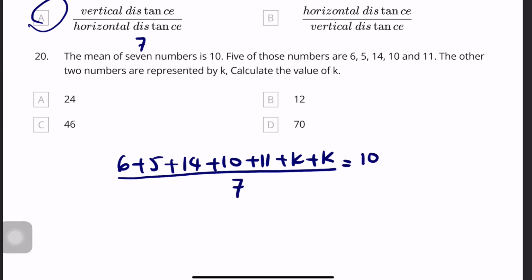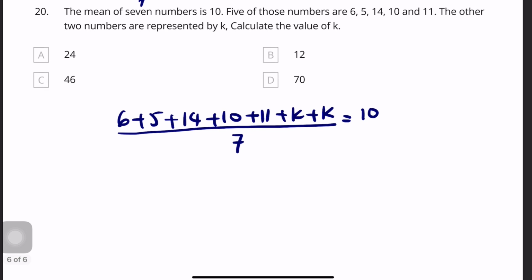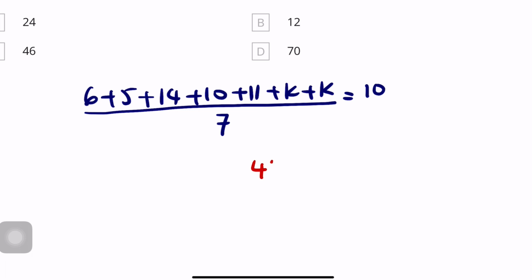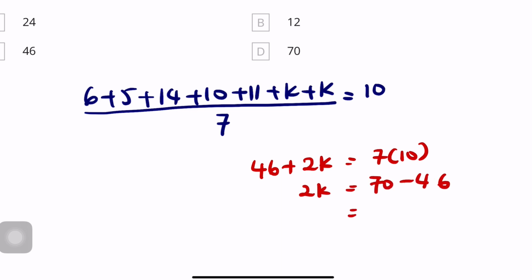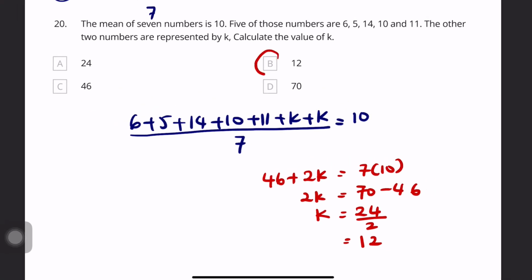Mean is 10. So press your calculator. 6 plus 5 plus 14 plus 10 plus 11 is 46. So you have 46 plus 2k equals 7 times 10. So 2k is equal to 70 minus 46. 70 minus 46 is 24. To find the value of k, you divide by 2. So 12. So your answer is B.